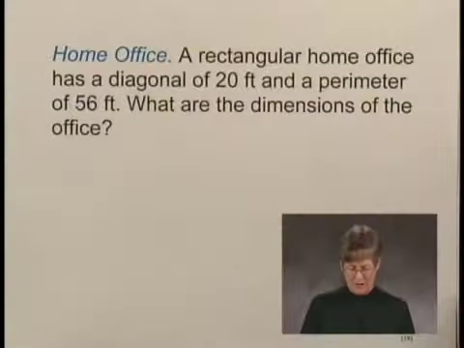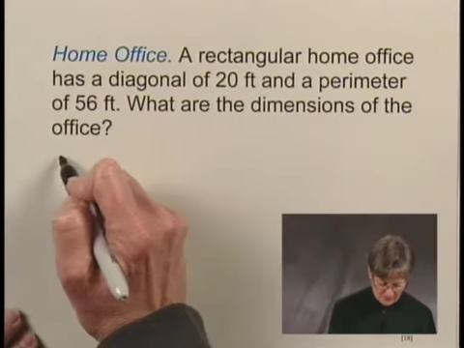This is an applied problem. A rectangular home office has a diagonal of 20 feet and a perimeter of 56 feet. What are the dimensions of the office? Well, let's begin by familiarizing ourselves with the problem.